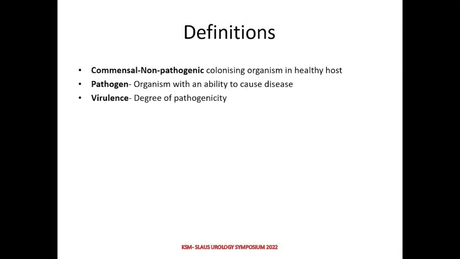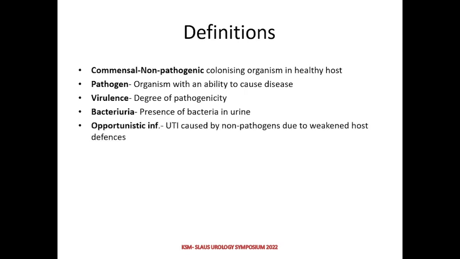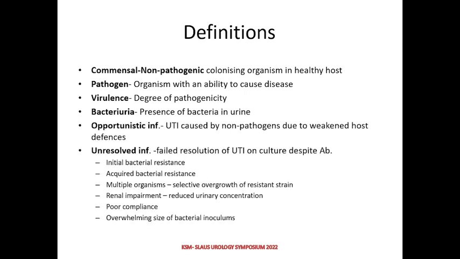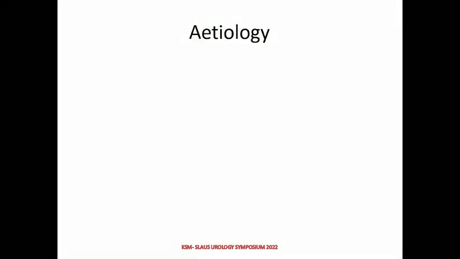We know that pathogens have the ability to cause disease, and the degree of pathogenicity is called virulence. Opportunistic infections are due to commensal organisms or non-pathogenic bacteria. Unresolved infection is failure of treatment or resolution of UTI, with persistence of bacteriuria in cultures despite antibiotics.